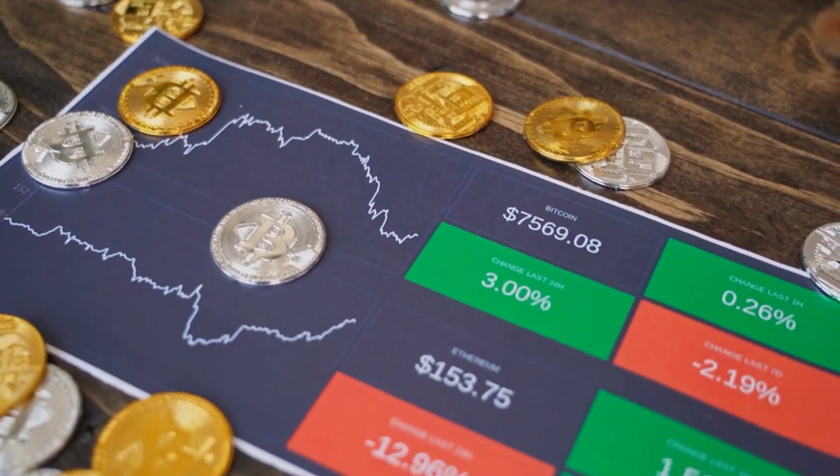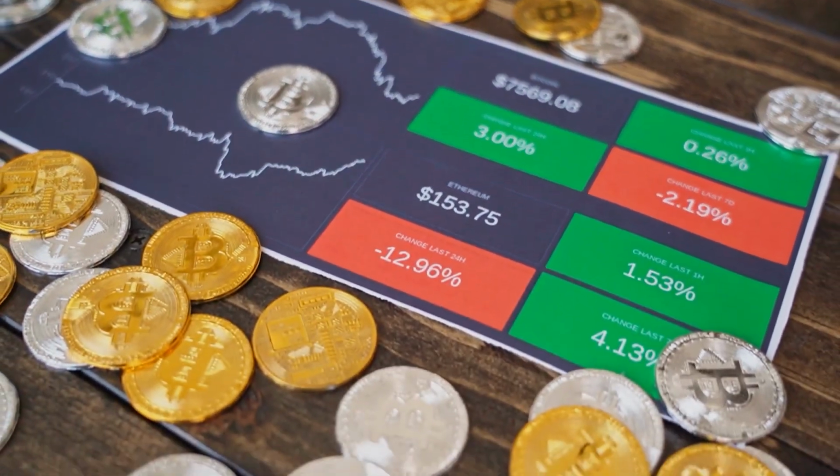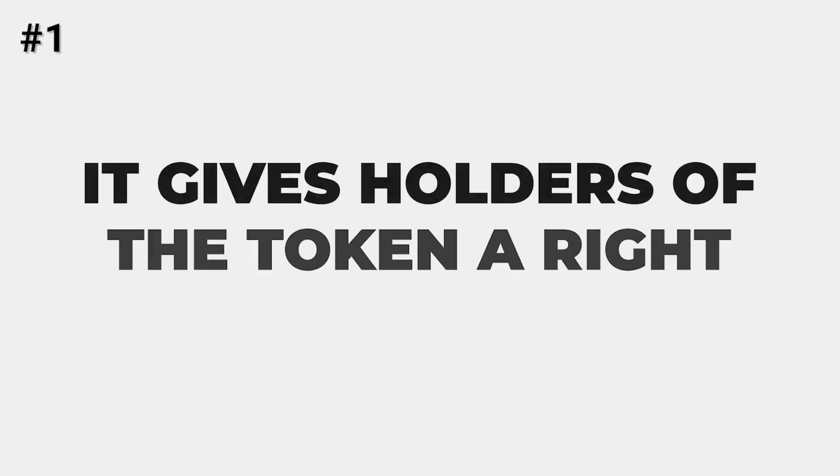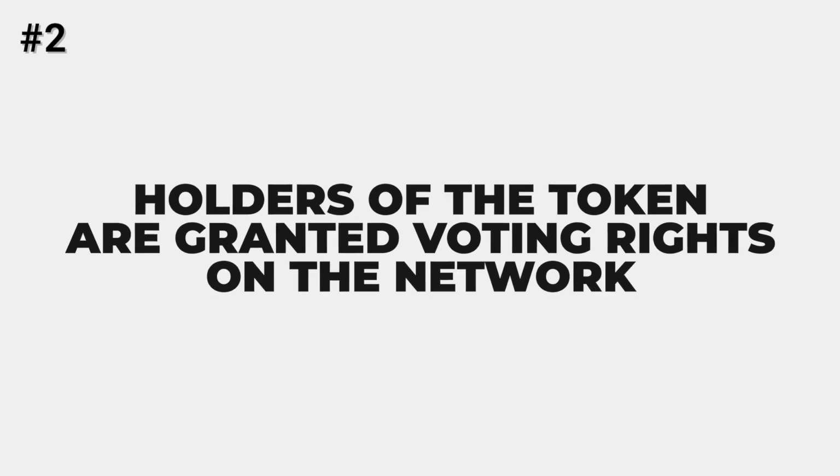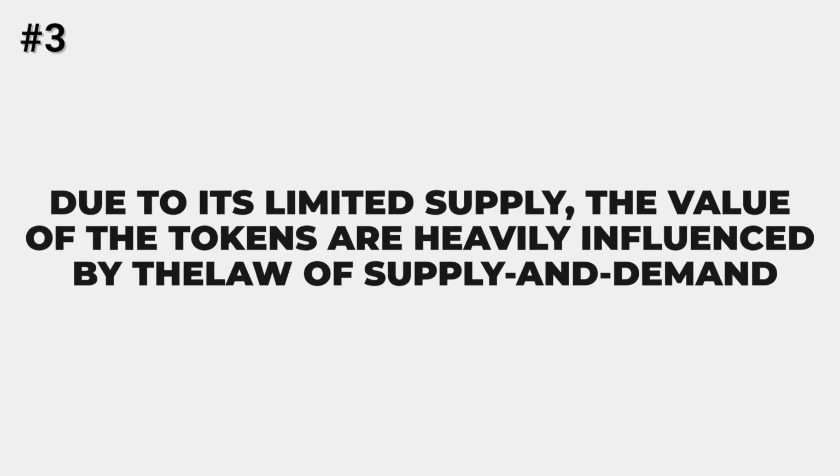Generally speaking, utility tokens have the following properties. Number 1, it gives holders of the token a right to use the network. Number 2, holders of the token are granted voting rights on the network. Number 3, due to its limited supply, the value of the tokens is heavily influenced by the law of supply and demand.